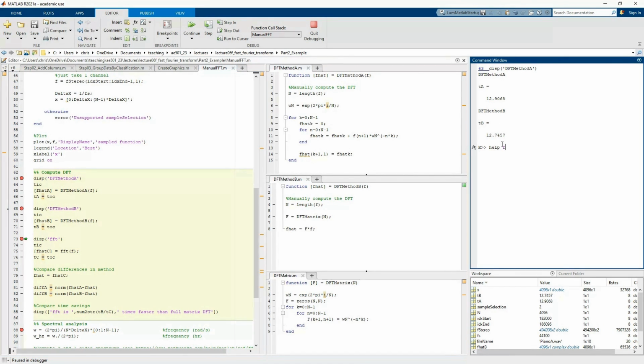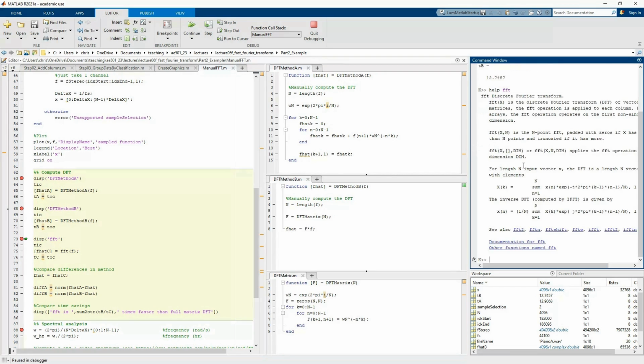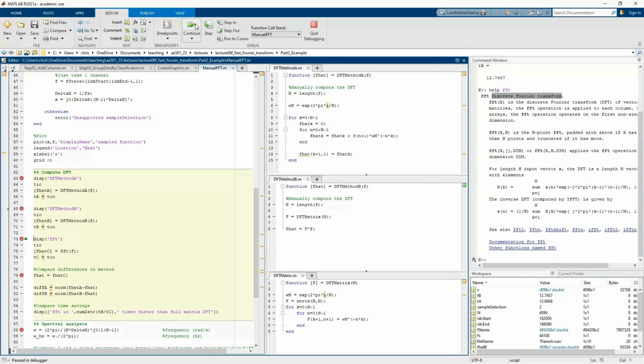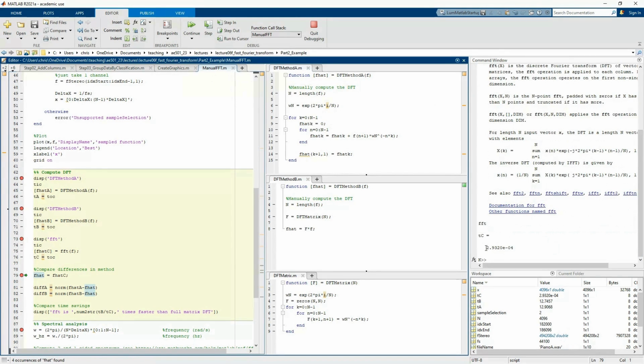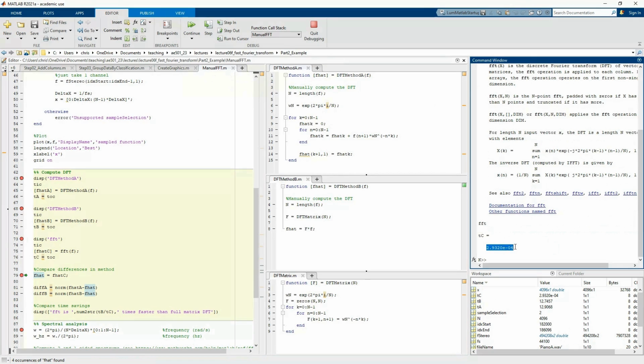Let's do a quick help on FFT. Basically, this is MATLAB's implementation of the discrete Fourier transform using the Cooley-Tukey FFT algorithm or some variation thereof. So again, let's time it, and you're going to see this thing is lightning fast. Oops, sorry, let me hit the continue button. There we go. Look at that. Oh my gosh. I don't even know what that is, 0.0003 seconds instead of 13 seconds.